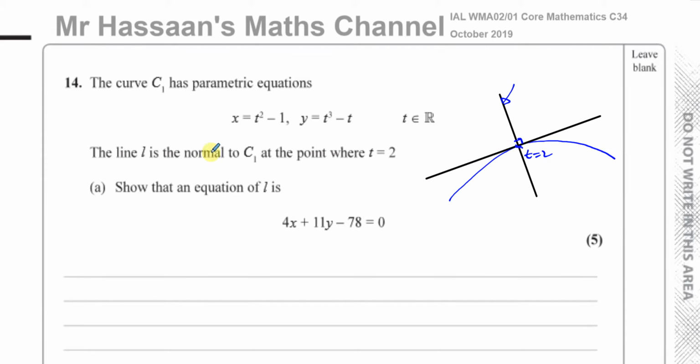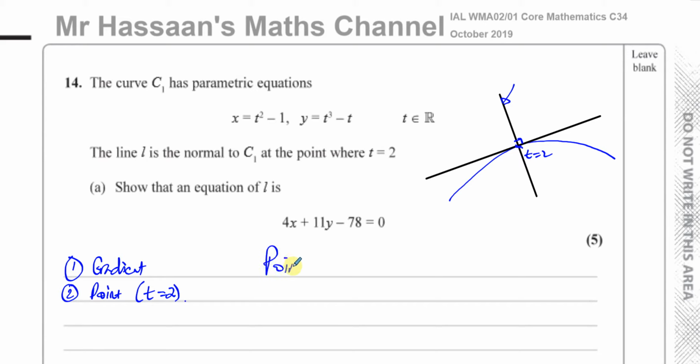Because to find the equation of a straight line, we need two things. We need the gradient, which we can find once we've found the gradient of the curve at that point, and we need a point on the line. We can find the point on the line by finding what it is when t equals 2, because that's the point where this is the normal. So first of all, let's go for the point on the line.